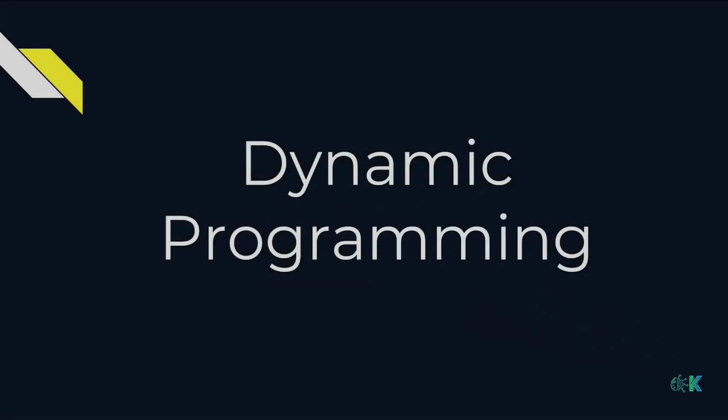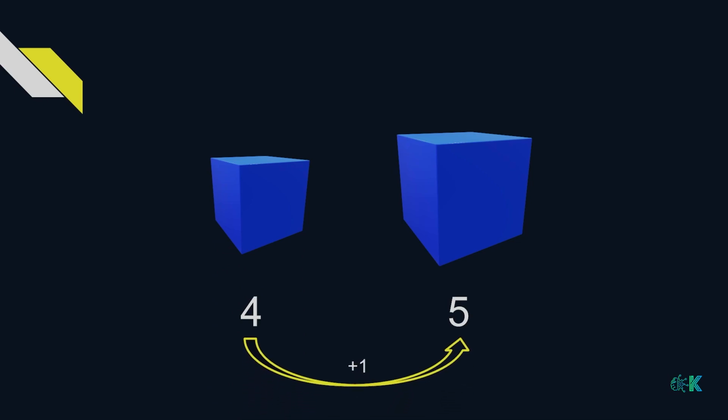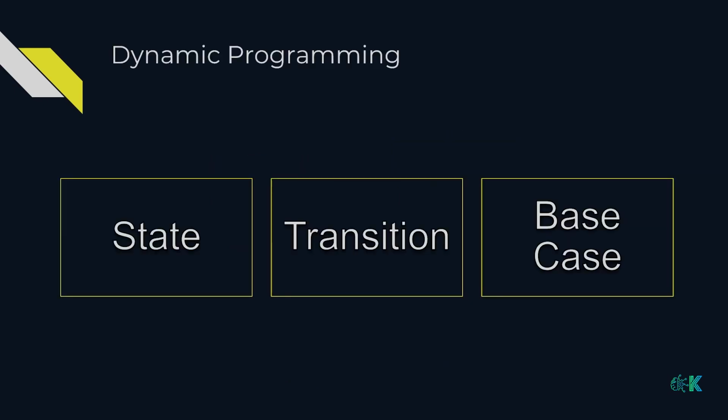What is dynamic programming? Dynamic programming is a fancy word for a problem-solving technique. The idea of dynamic programming is that you have a big problem you want to solve. You assume that you can reach a solution for a smaller subproblem. All you need to do is define a transition or an operation to jump from that smaller subproblem to the big problem. So, dynamic programming needs three things to work: a state, transition, and a base case.